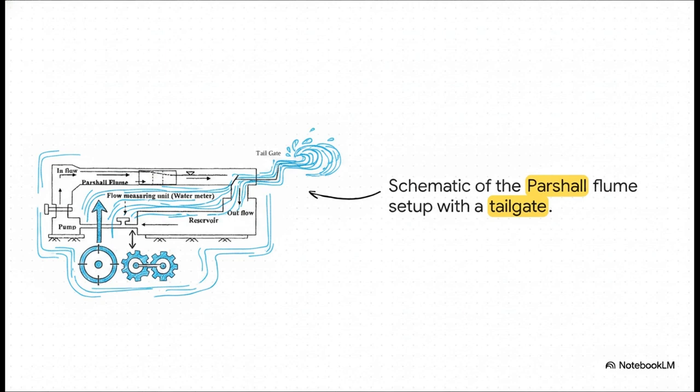Down at the bottom, you've got a large reservoir. A pump pulls water from there, pushing it up through a flow measuring unit, like a water meter, and then it flows directly into our partial flume. Over on the far right, you'll notice a tailgate. Now that tailgate is absolutely crucial because it allows us to artificially back up the water and manually create that submerged flow condition we just learned about.